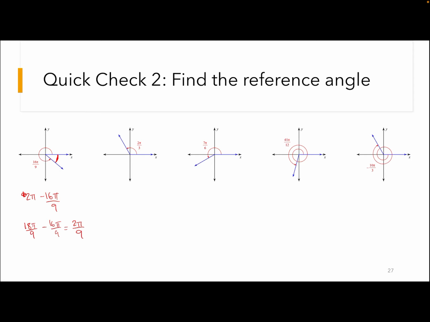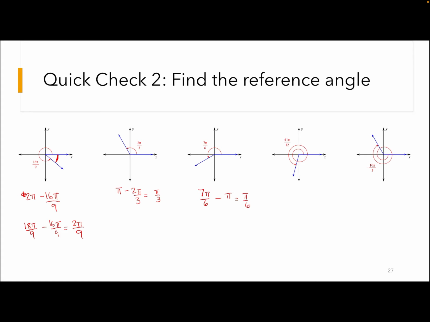Most of the time, you can just drop the number in front of the pi and just make it pi over 9. But to be on the safe side, just do pi or 2 pi plus or minus that angle. So in this case, for the second one, because it's in quadrant 2, we're going to have pi minus 2 pi over 3, which is going to be just pi over 3. For the angle 7 pi over 6, since it's in quadrant 3, we're going to do 7 pi over 6 minus pi, which is the same as 6 pi over 6. And so we're going to get pi over 6 as our reference angle.